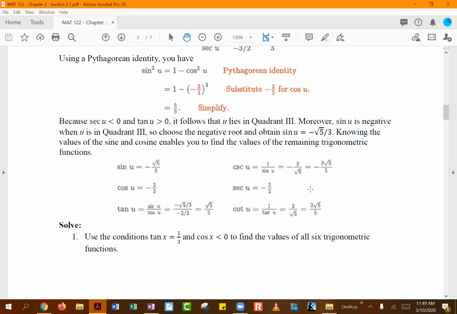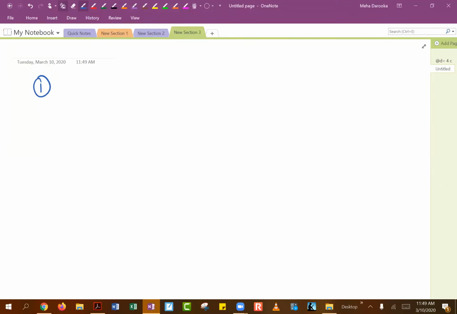Okay, so we've got tangent of x equals 1/3, and they are telling us cosine of x is negative. So if cosine is negative, tangent is positive, what will sine need to be? Sine will also need to be negative, right? Because again, two negatives make a positive. So, I'm actually going to write that down so we'll remember that sine also needs to be negative.